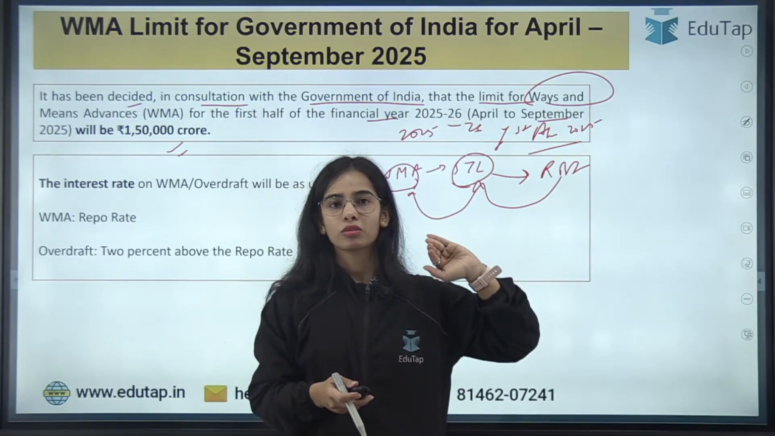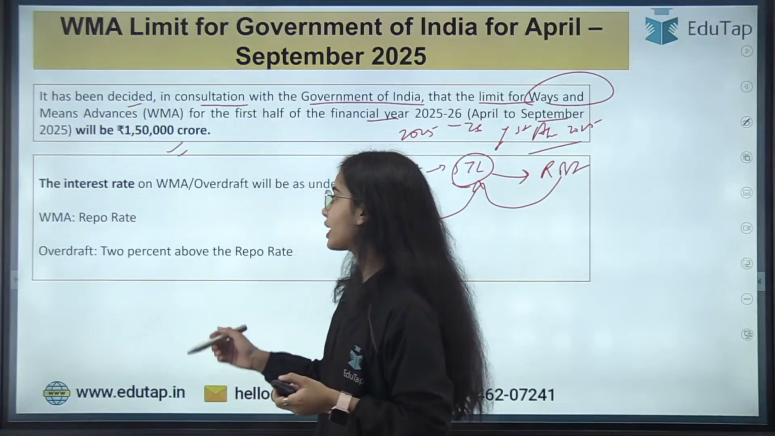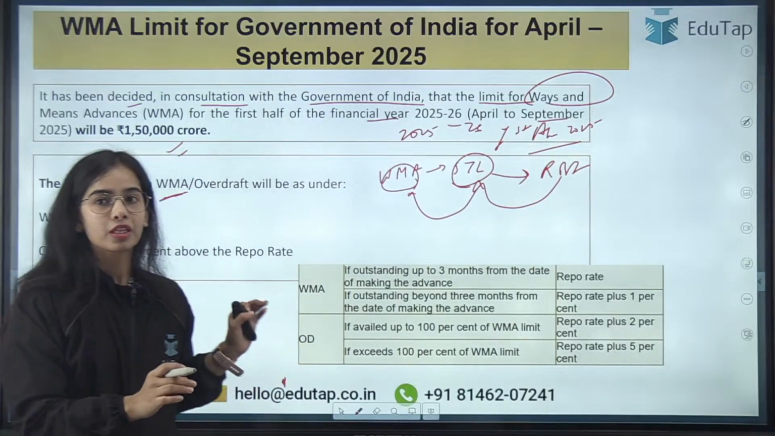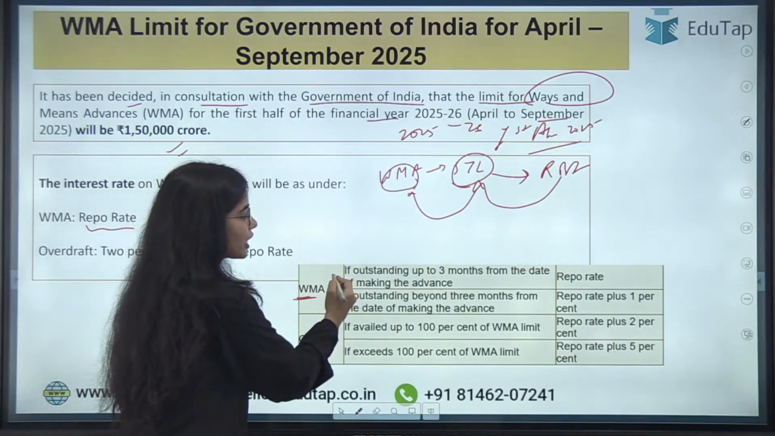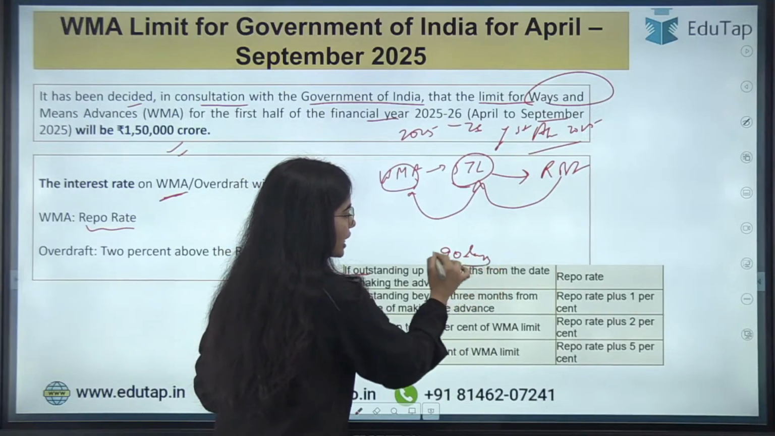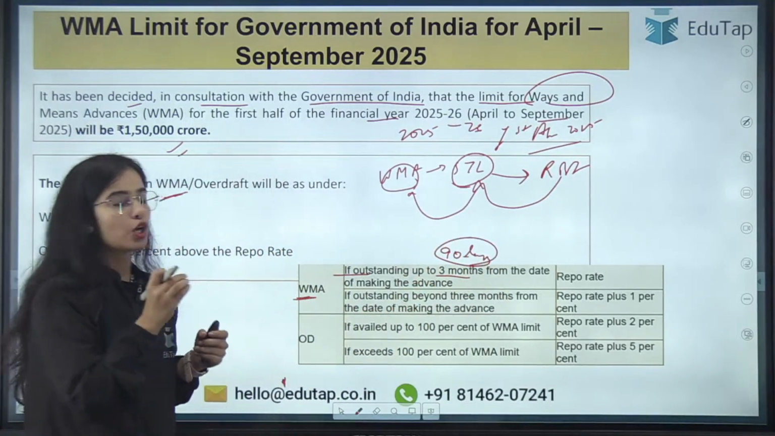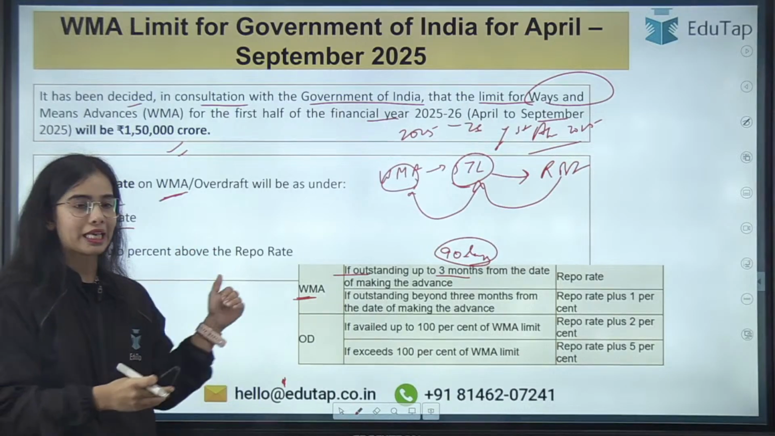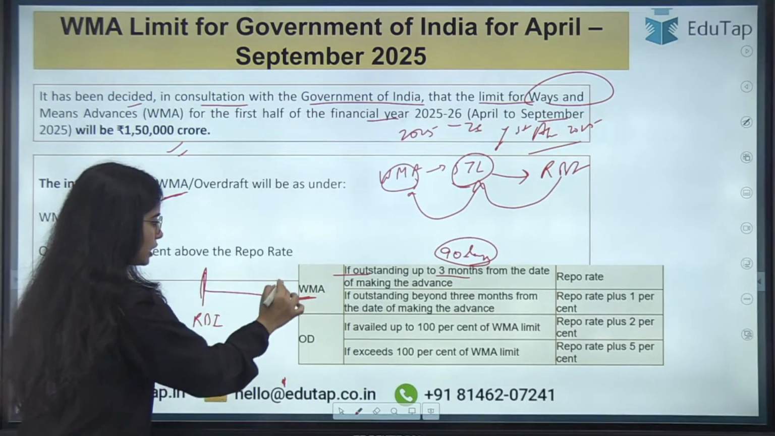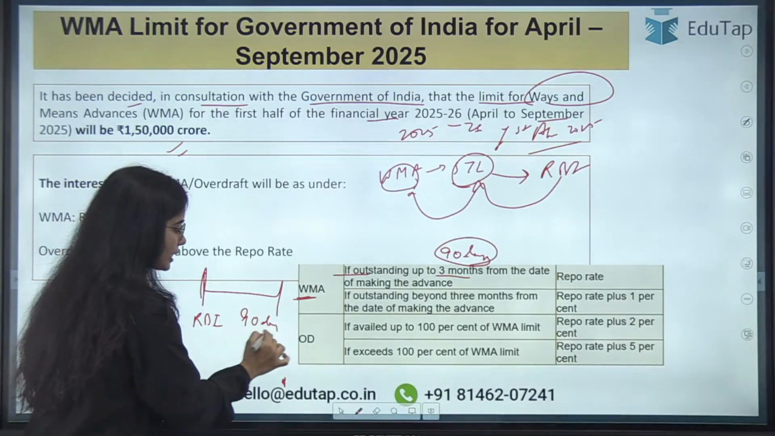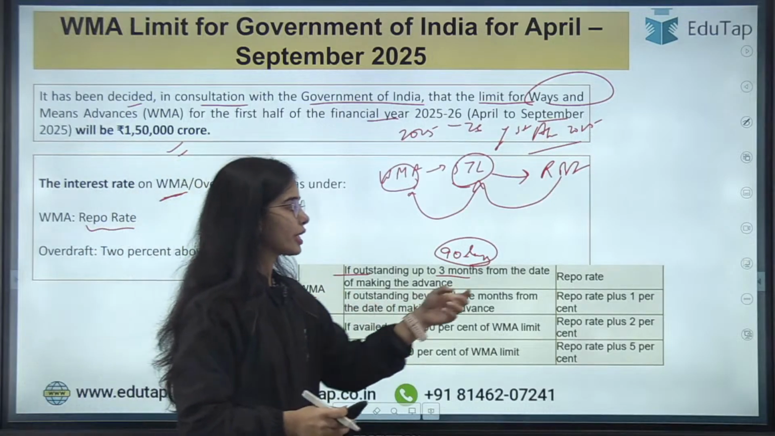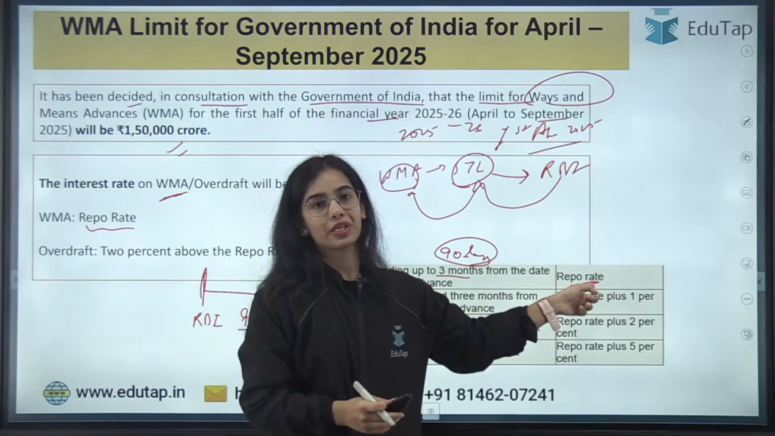Okay, so this is the idea. Now the interest rate on the ways and means advances, that is the repo rate. So basically the ways and means advances, if they are outstanding up to 3 months, that is for 90 days from the date of making the advance. So from the date, let's say today the RBI has given the loan for 90 days. For 90 days, this ways and means advances loan will have the same interest rate as the repo rate.